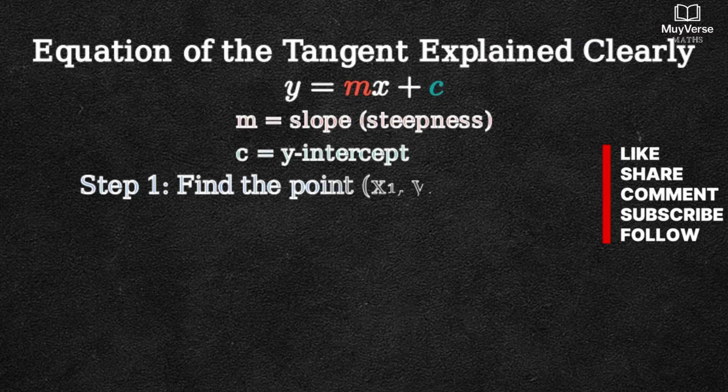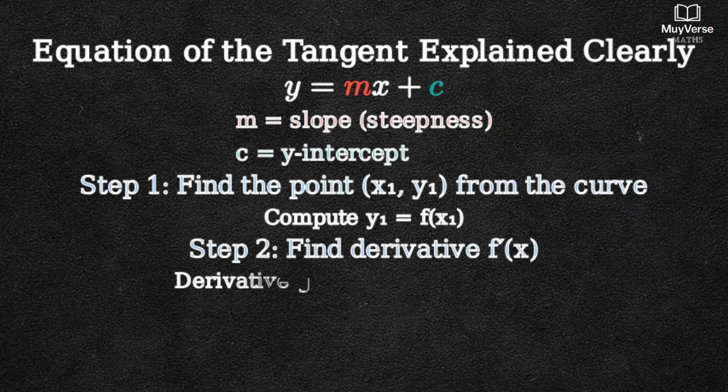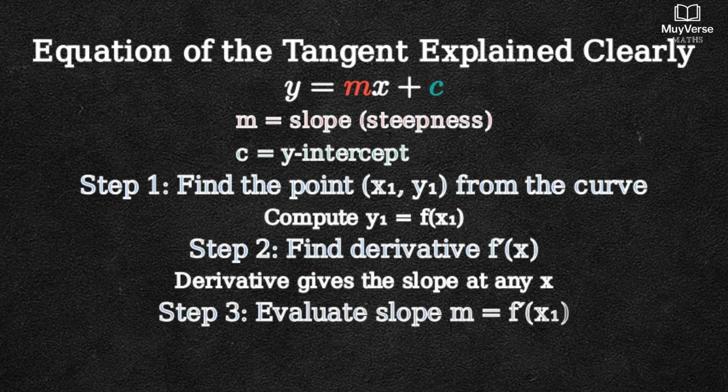Step 1. Identify the touching point, x sub 1, y sub 1. Plug the given x value into the original function to get y sub 1. Step 2. Find the derivative, the slope machine, f prime of x. Step 3. Compute the slope m by evaluating f prime at x sub 1.